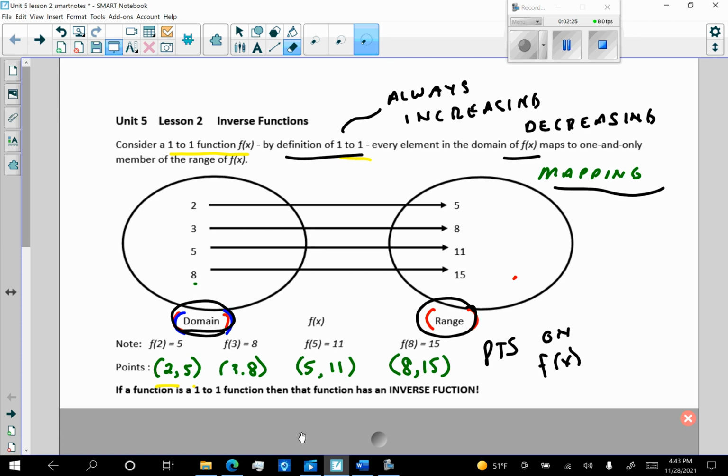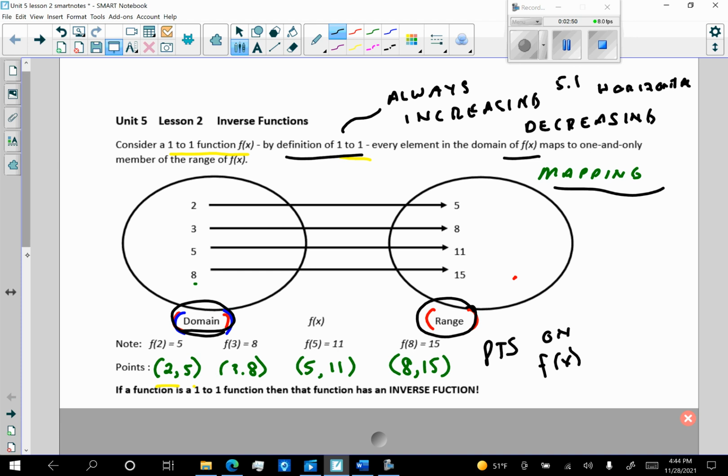it passes the horizontal line test. That's the other way we know if a function is one-to-one: if it's always increasing, always decreasing, or passes the horizontal line test. Don't forget that either. That's the information that we covered in Unit 5, Lesson 1, 5.1. And this is because every element in the domain maps to one and only one range.